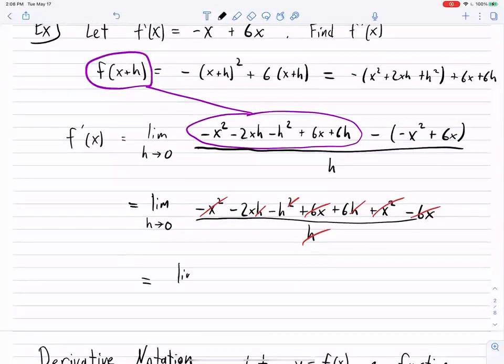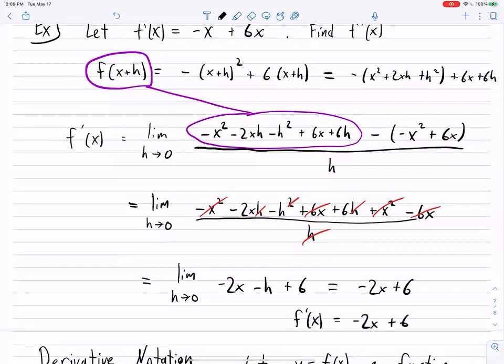And so we get the limit as h approaches 0 of minus 2x minus h plus 6. And if you plug in h equals 0, you get minus 2x plus 6. So f prime of x, the derivative function, is negative 2x plus 6.